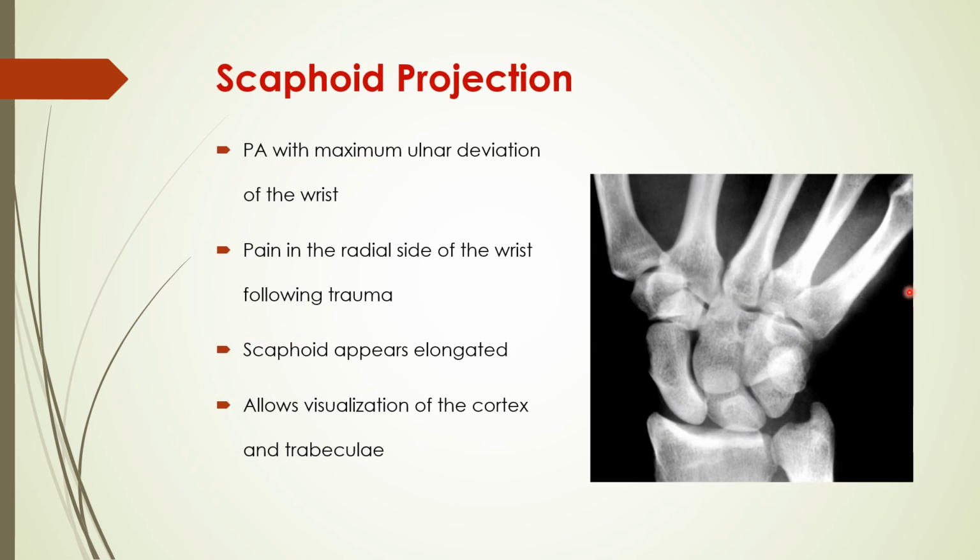We can also have a better view of the scaphoid by doing maximum ulnar deviation of the wrist. What happens is the scaphoid will appear elongated and we can visualize the cortex adequately as well as see the trabeculae, and any fractures which would otherwise be missed are not missed.